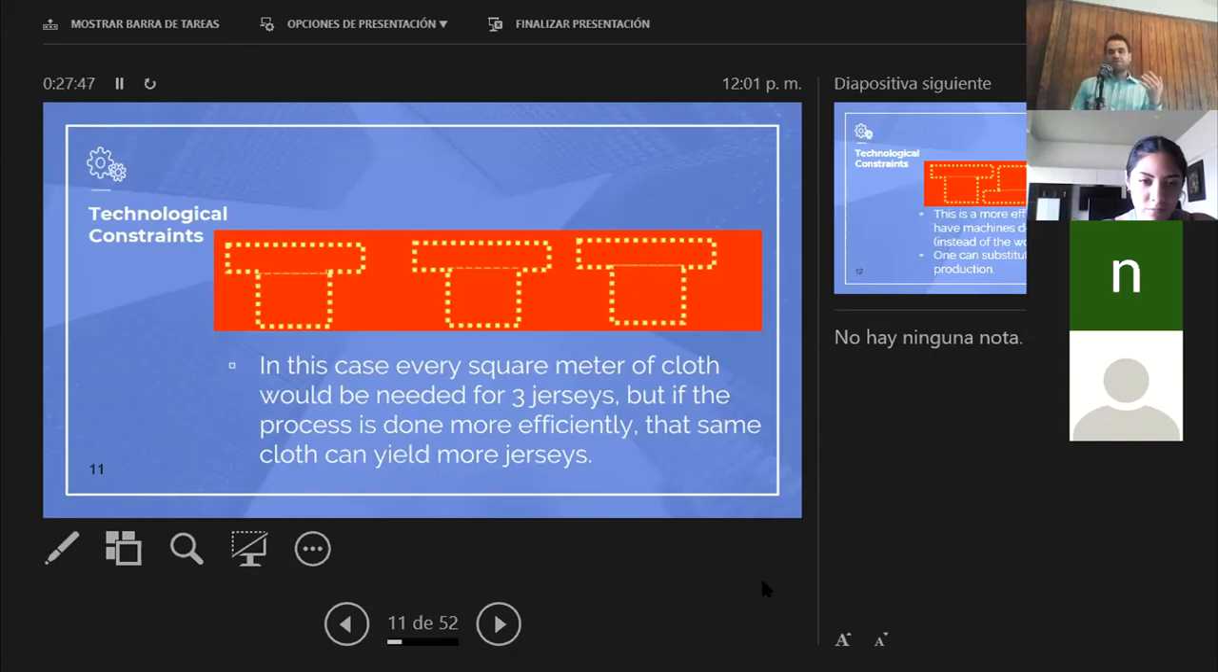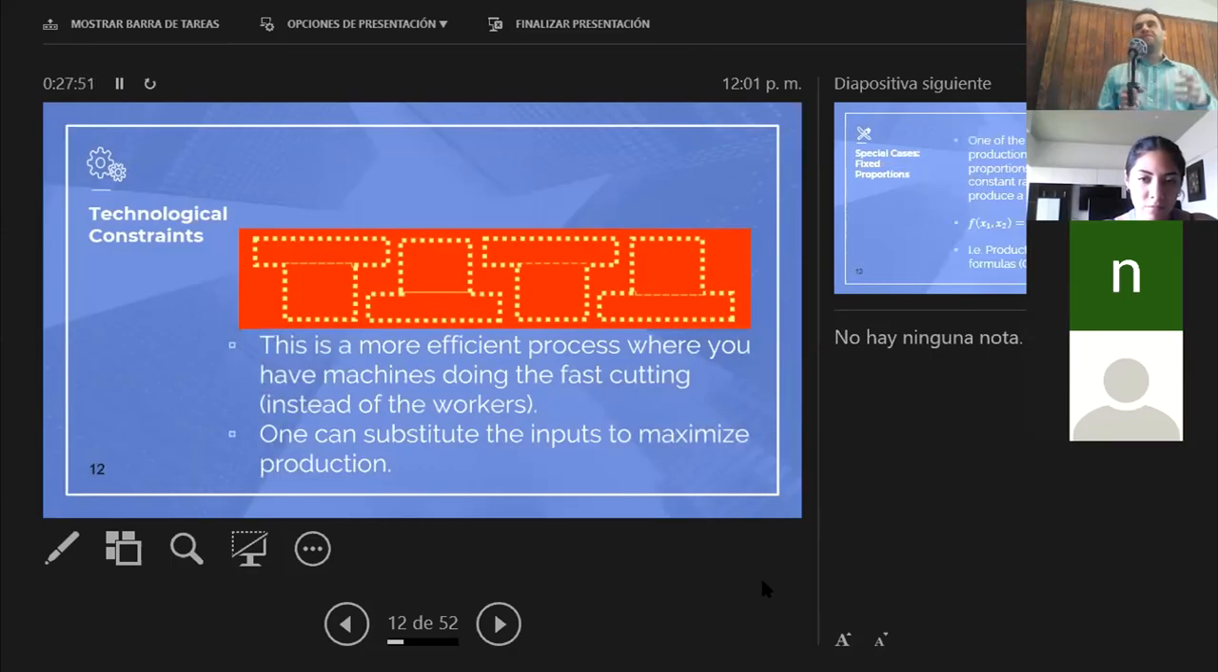So those are the type of trade-offs I'm talking about. There are different ways of producing, basically, a given target of output, o sea, 3 camisetas, 4 camisetas, piensen que son 1,000 camisetas al día en cada fábrica, but the way you can produce each one is different. And those are the type of substitution of inputs that you need to do in order to maximize your production.